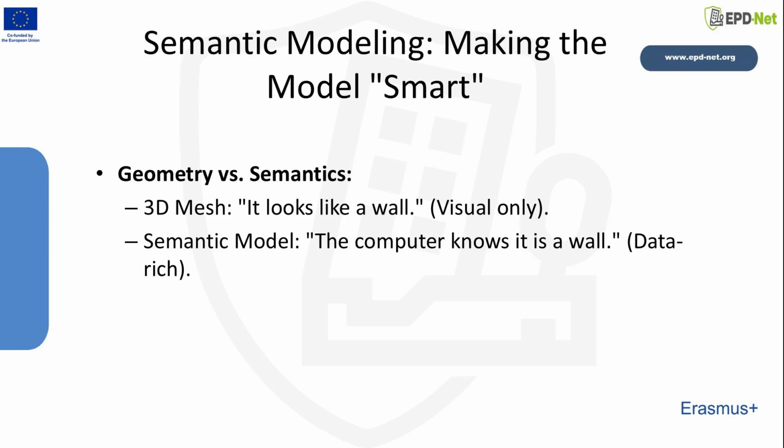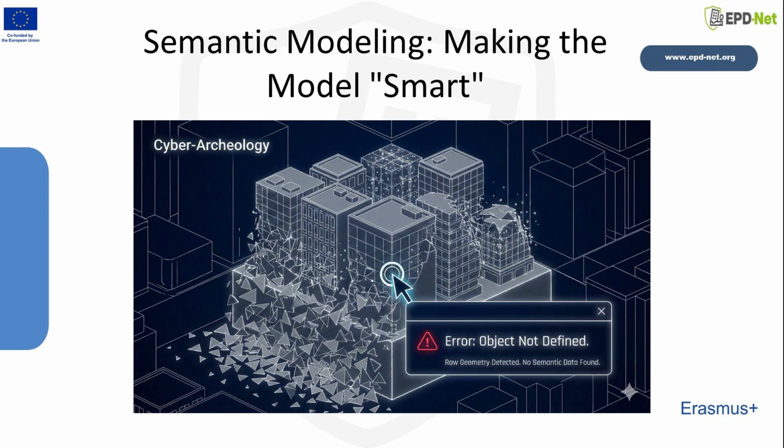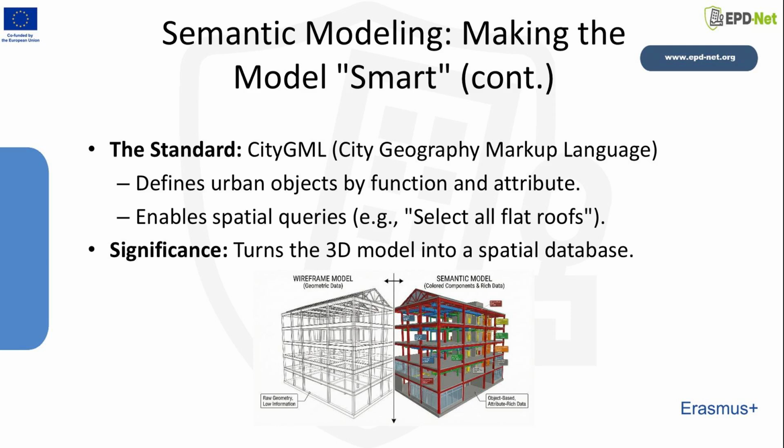This is the difference between a pretty picture and a smart tool. In a standard 3D mesh, like you see in video games, a building is just a collection of triangles. It looks like a wall to you, but to the computer, it's just geometry. It doesn't know what it is. In a semantic model, specifically using the CityGML standard, the computer possesses object intelligence. It knows that this surface is a roof, that surface is a wall, and the volume inside is a room.